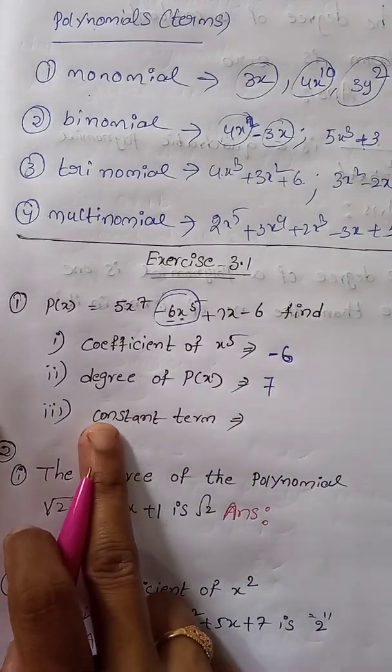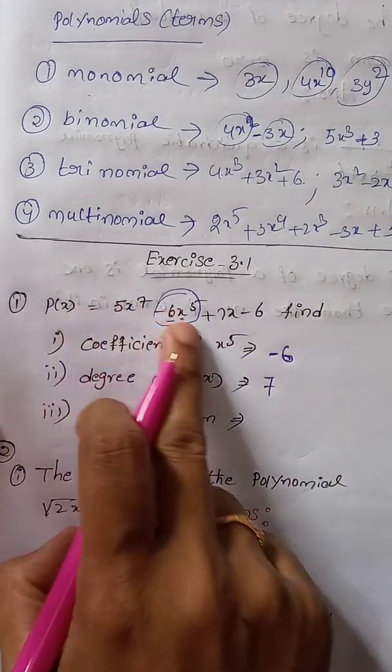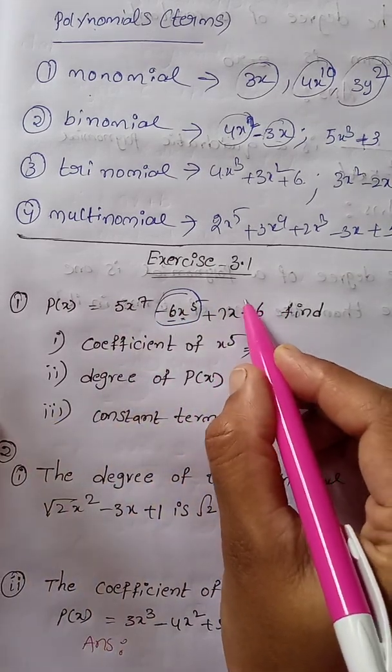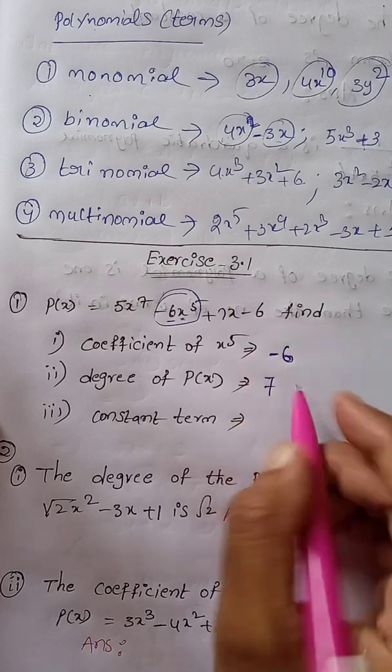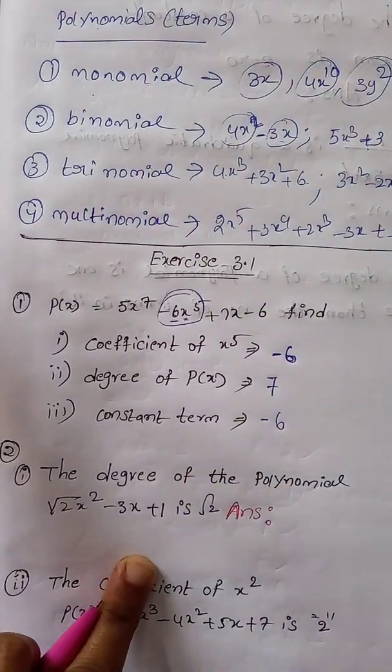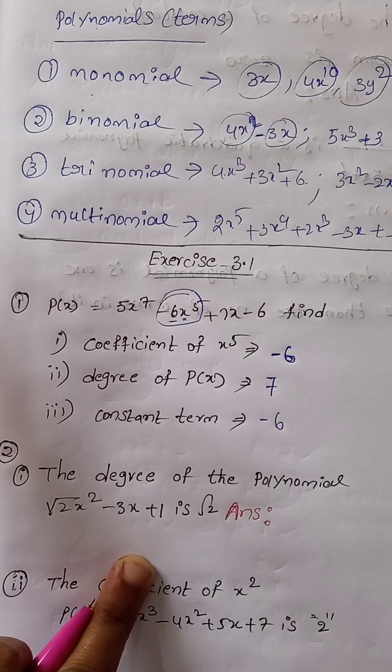Okay. Next, the constant term. In this polynomial, which is the constant term? Minus 6 is the constant term. Okay. Now move on to the second question.